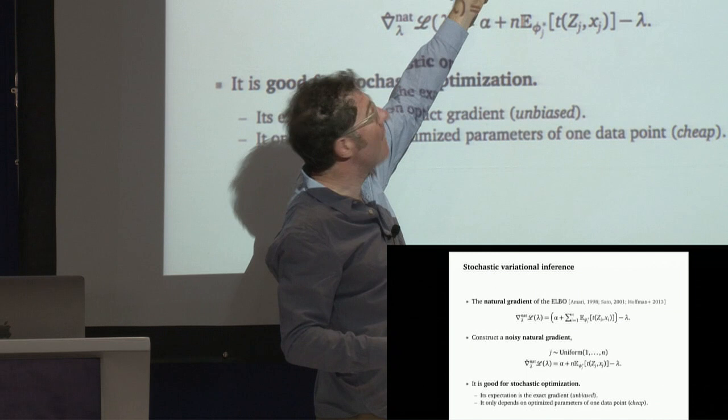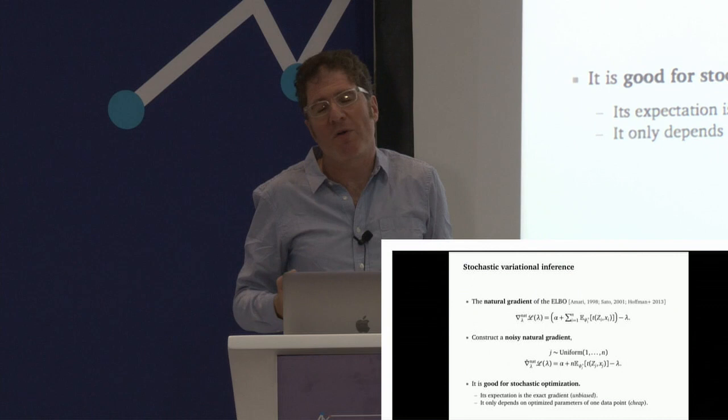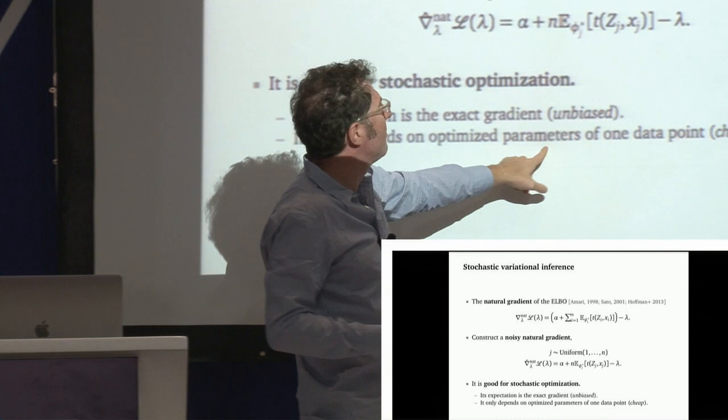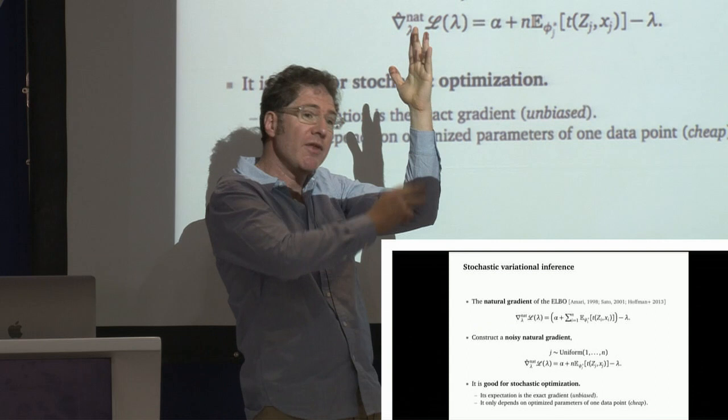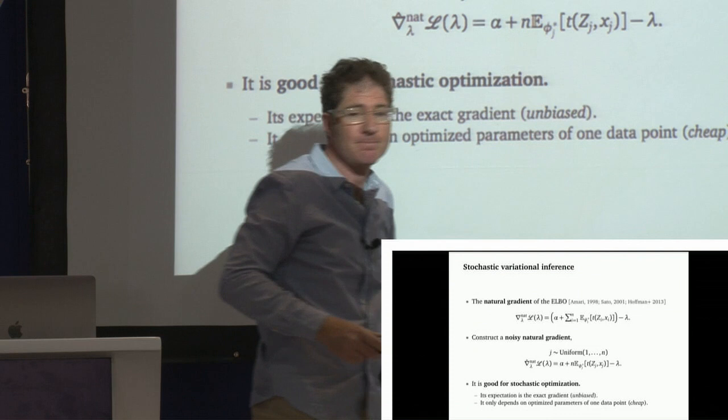Two, it's cheap. You need two things, really. You need that it's unbiased for the theory to work, but for stochastic optimization to be something you want to do in the first place, you want these noisy realizations of the gradient to be cheaper than the exact gradient. And this is indeed cheaper because it only depends on the optimized parameters of one data point. Whereas calculating the exact gradient requires going through all the data, here calculating this gradient only requires looking at one data point and fitting its local variational parameters. Okay, and so that's the procedure.